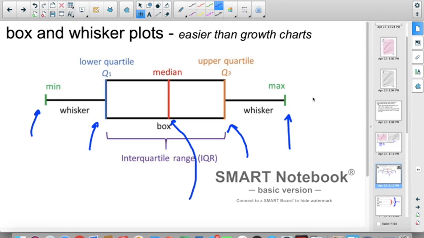Okay? And then this piece here, the interquartile range, we'll learn more about that as well. That's what we get when we take our upper quartile, Q3, and subtract the lower quartile, Q1. And that gives us this middle piece.